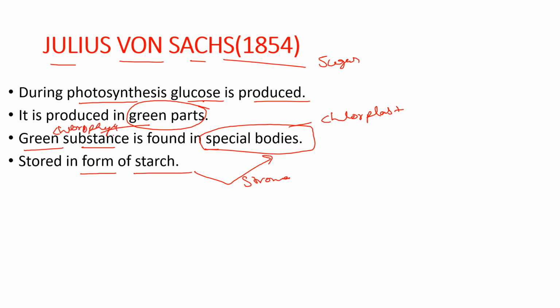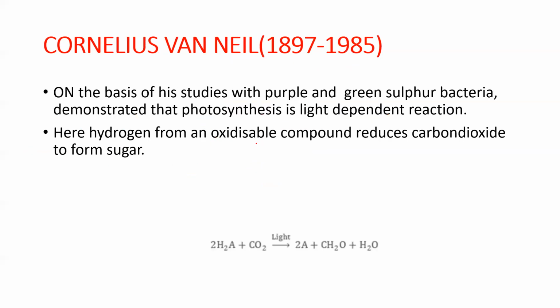But at that time he didn't know that the green colored substance is chlorophyll and that the special body is chloroplast. But he knew that there is some green substance found in the green part which produces glucose. So that was his experiment.